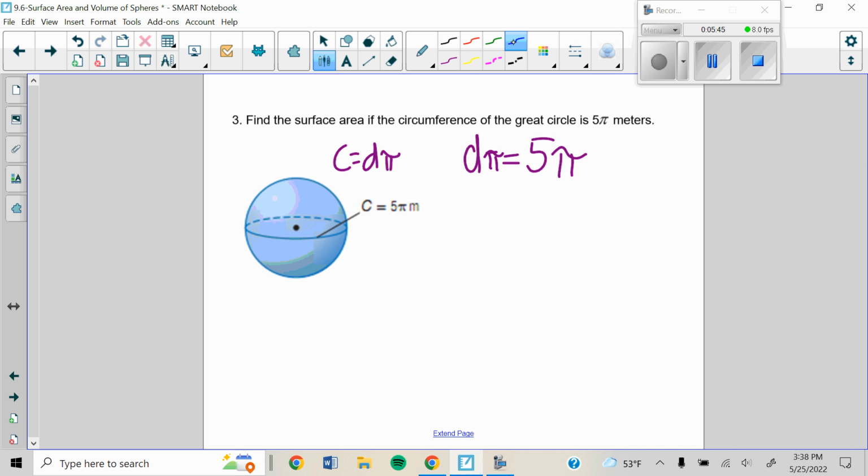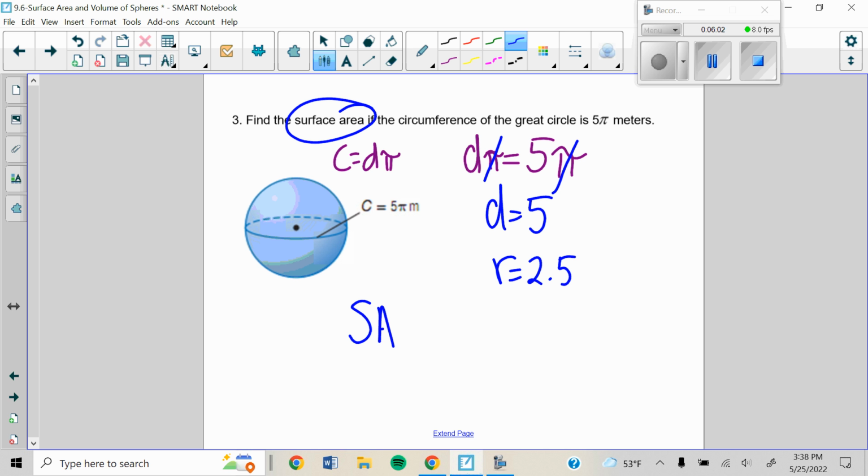We have a pi on both sides, so we can go ahead and cancel that, and we end up with a diameter of 5. But for all of our formulas today, we want radius. So 2.5 is my radius. Now I'm finding the surface area. So I'm going to plug it in: 4 times pi times my radius squared.